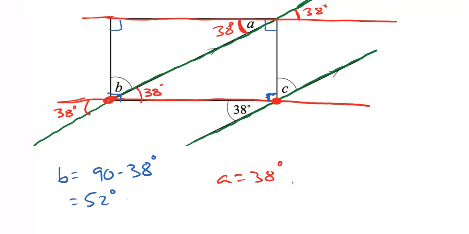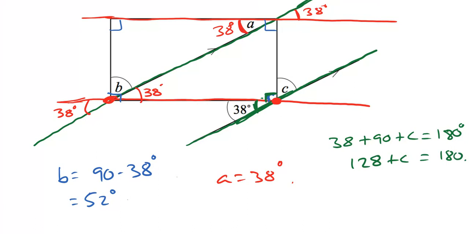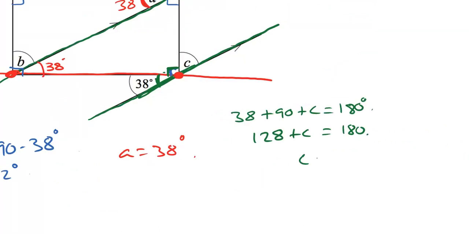Finally, let's deal with C. Well, I've got a straight line, look, that green line. So if I have 38 degrees plus 90 degrees for that right angle, plus C, I'm going to have 180 degrees. Let's write that out. 38 plus 90 plus C is 180 degrees. So if I add the 38 and the 90 together, I'm going to get 128. So now if I take 128 from both sides, I'm going to have C. So 180 take away 128 is going to be 52 degrees as well. Now, so there we go.